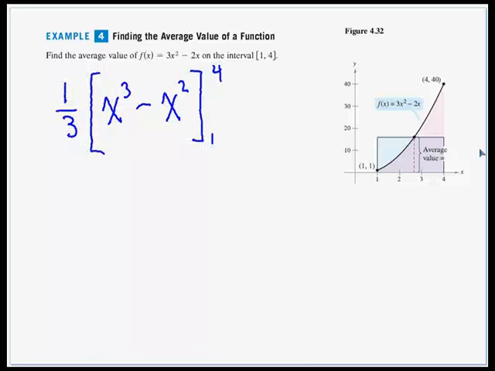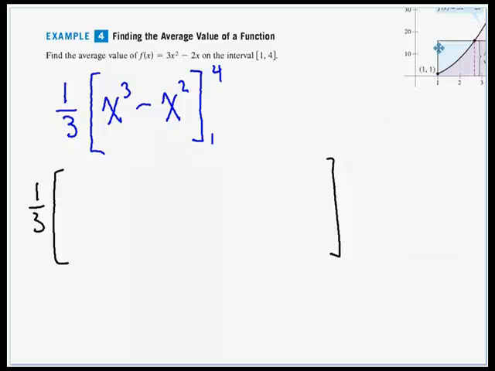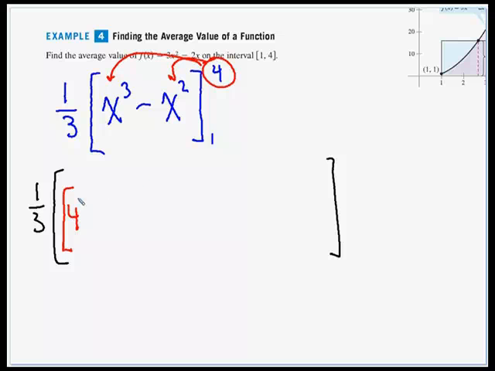So we're going to evaluate that definite integral. Our 1/3 is out front. That will be distributed across everything. So I'll go to red for my upper limit. We're going to plug that 4 in where we see an x. So first we're going to have 4 to the third minus 4 squared.